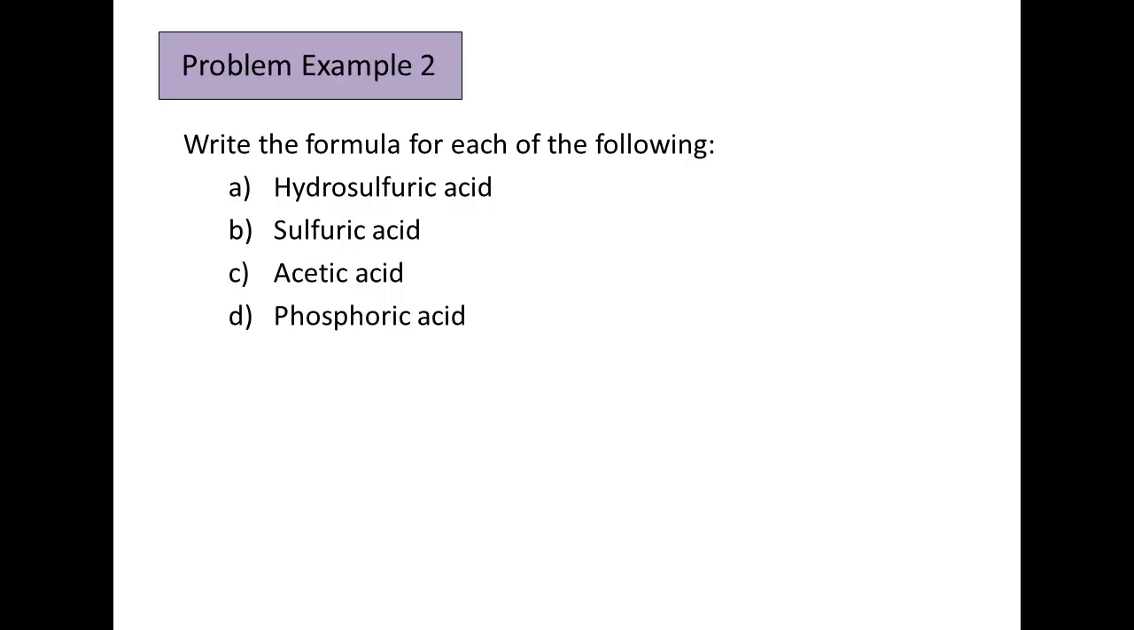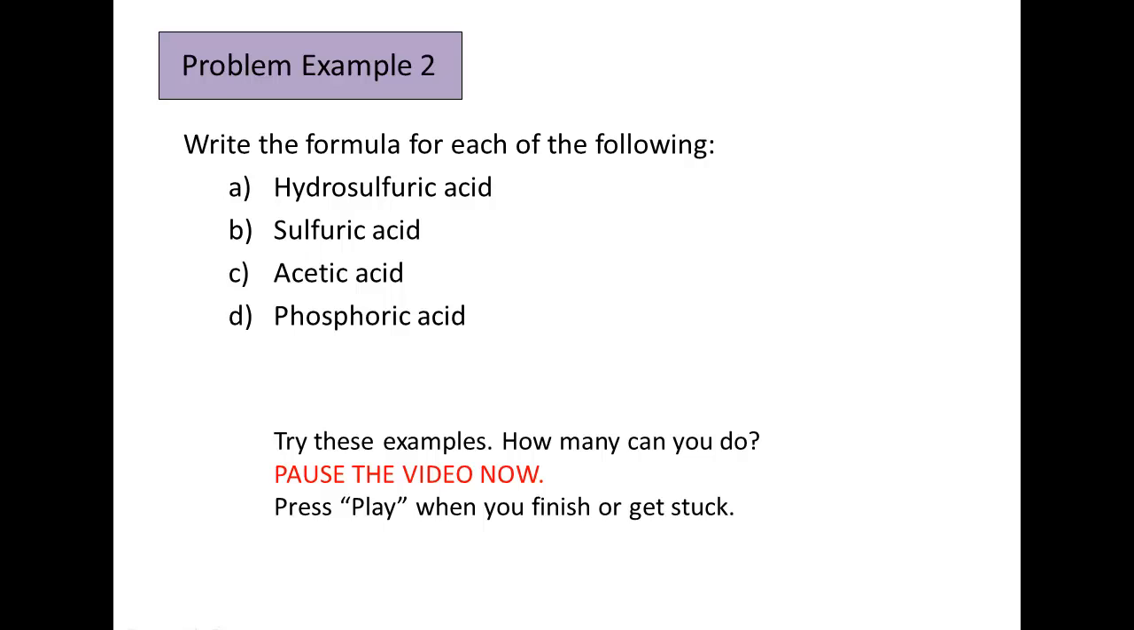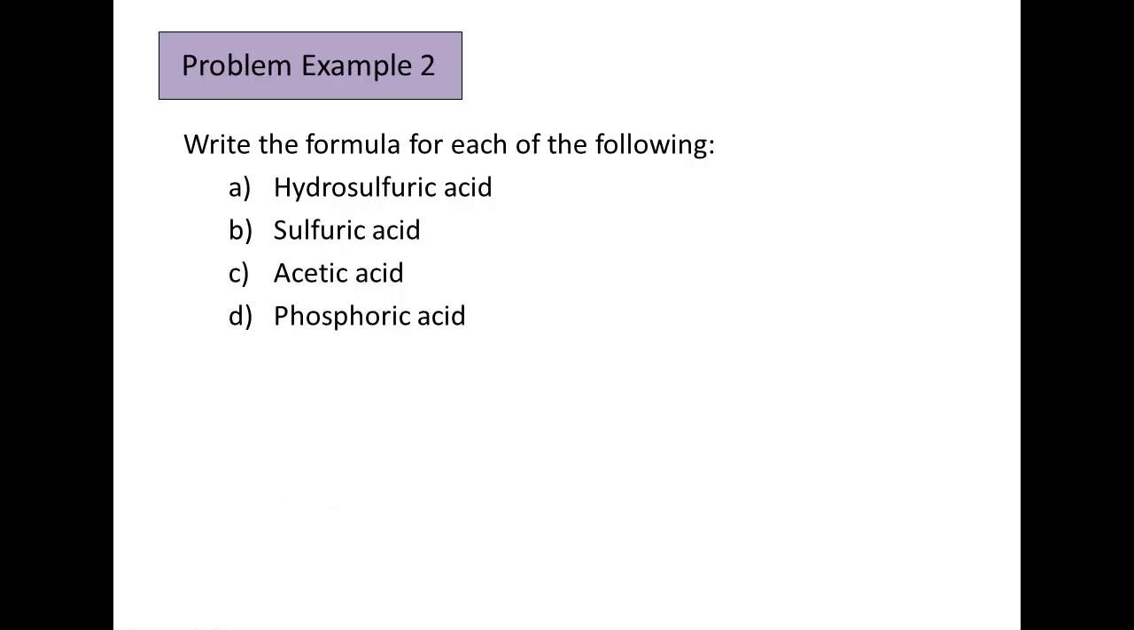Now let's go the other way. What I would like you to do is write the formula for the 4 acids down below. Notice that only one has hydro, so that means it's going to be a binary acid, and the other 3 are going to be oxy acids that you derive from a polyatomic ion. Please pause the video now and give these a try. Write down the formula of each of the acids. Here are the acids and their formulas.